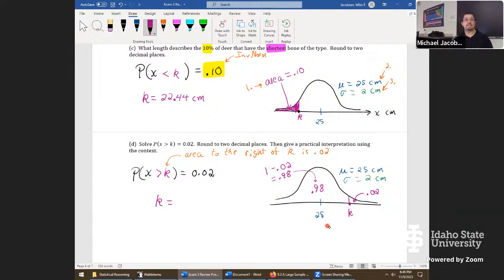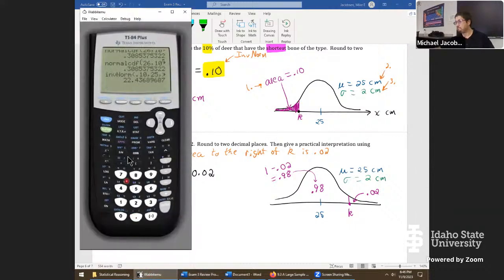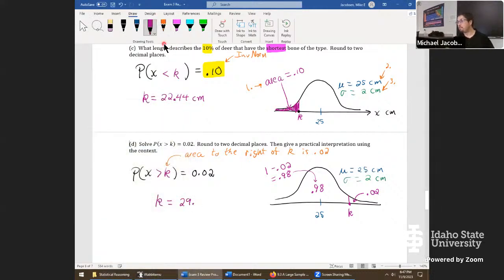Any questions so far, folks, to that stage? Okay, let's put it in. So second vars, once again, option 3. Area, we'll put in 0.98. Mean is 25, standard deviation is 2. And so with all that thrown into the calculator, this one to 2 decimal places becomes 29.11 centimeters. 29.11. Does that look right to folks to that stage?